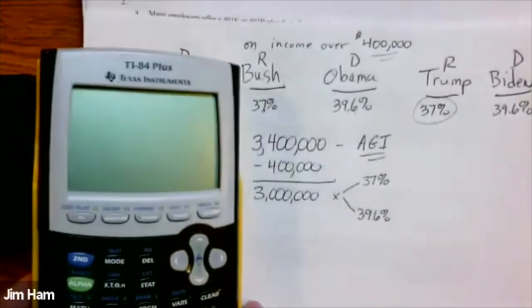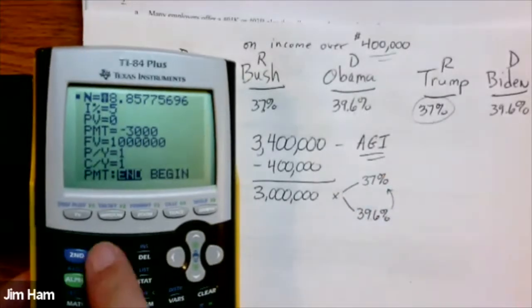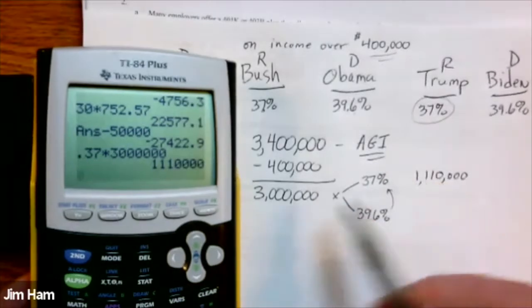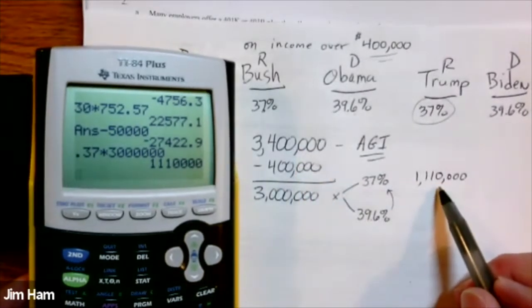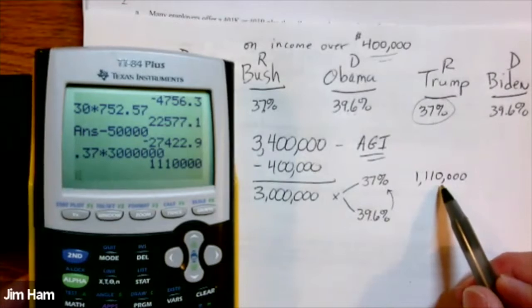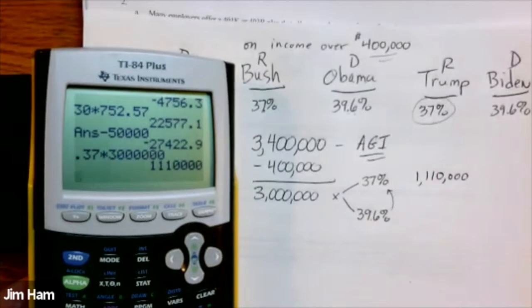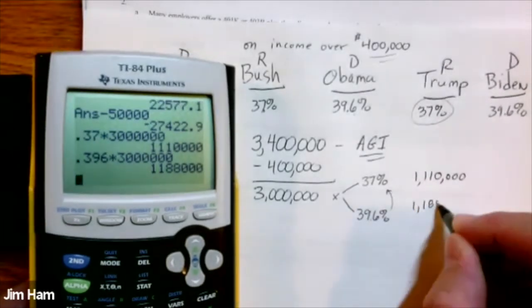Now, let's just take a look at what the impact of this is. If you take 37% times 3 million, those that make 3.4 million have to give 1.1 million to the federal government. Might seem like a lot of taxes they're paying, but there has to be some cost for having access to the biggest economy in the world. If you take 39.6 times the 3 million, then you're at this amount.